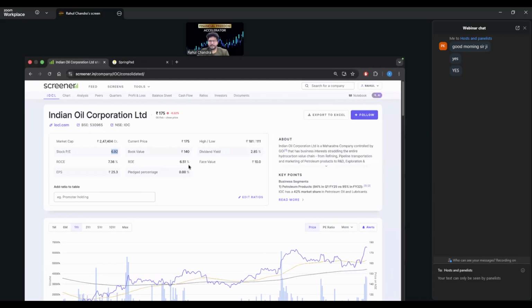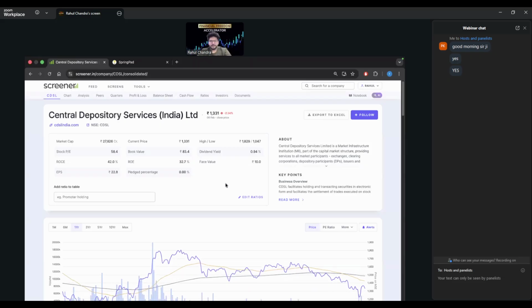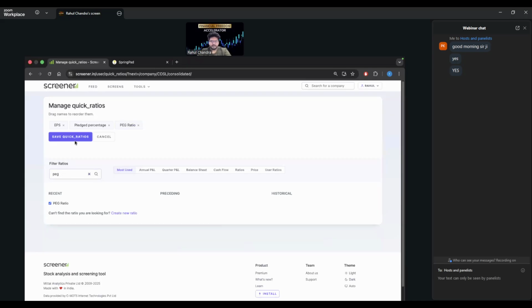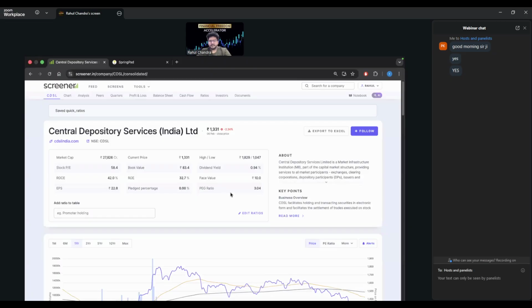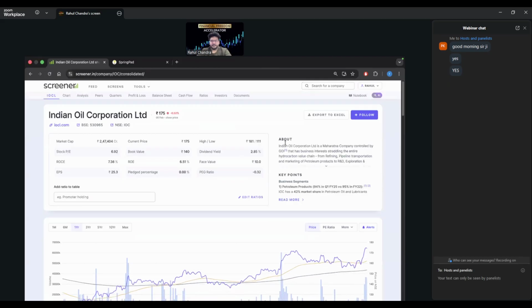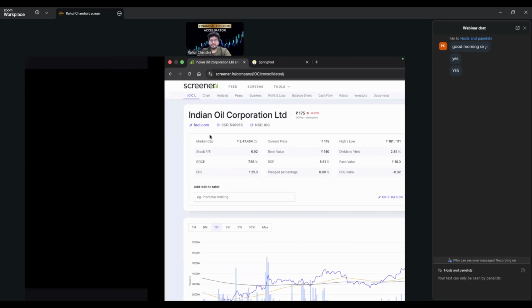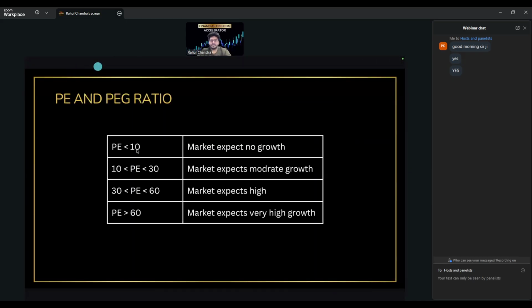So for example, if I go to IOCL, where is it? Okay, let me add a ratio. The PEG ratio for CDSL is 3.04, and for IOCL it is negative because the earnings have become negative. But this is a normalization metric, and you should always remember this.